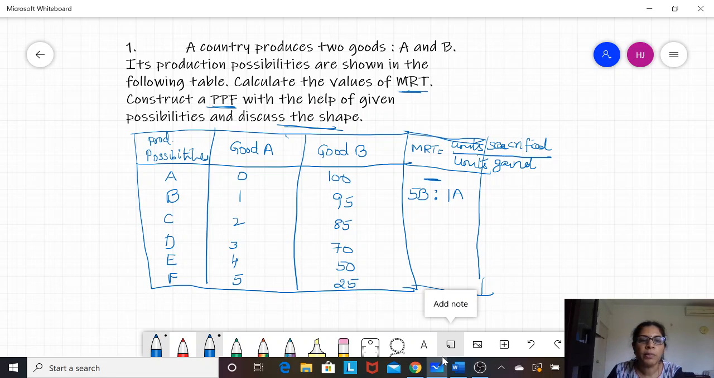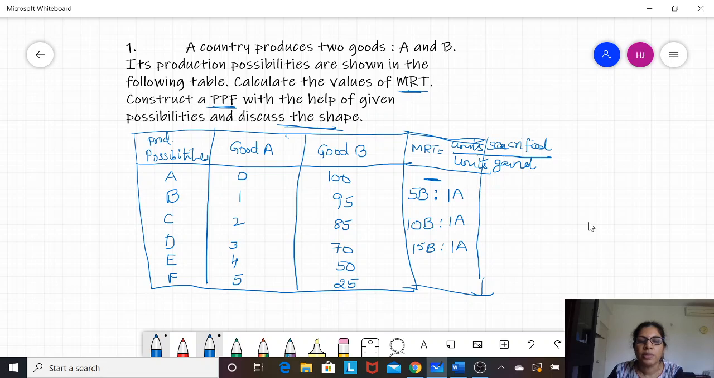Okay. Now we'll come to the third combination, which is combination C. Now how many units are sacrificed here? From 95 it has come down to 85, which means 10. So 10 units of B are sacrificed. How many units of A are gained here? From 1 to 2. So again 1 unit is gained. Okay. Now we'll go to the D combination. Again, how many units of B are sacrificed from 85 to 70? So which means 15 units of B are sacrificed again to gain 1 unit of A.